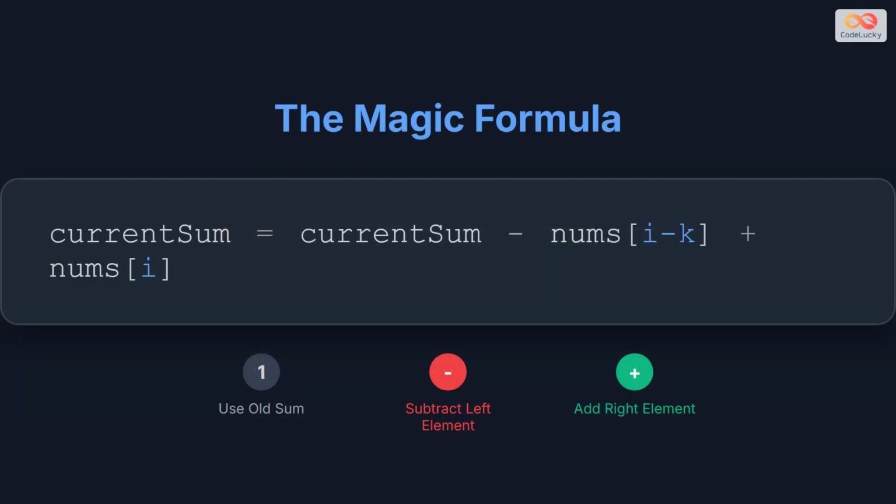We can express this update mathematically. The new sum equals the current sum minus the element leaving the window plus the element entering the window. This operation takes constant time, or O of 1, because it only involves basic subtraction and addition, regardless of how large k is.